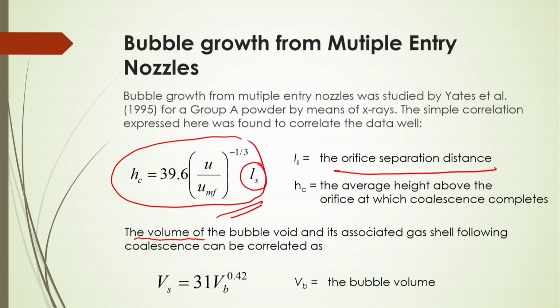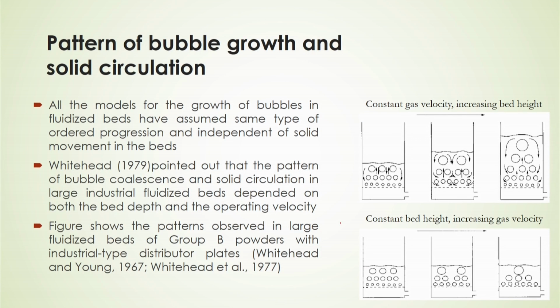In that case, the volume of the bubble void inside the bed will be equal to 31 times Vp to the power 0.42, where Vp is the bubble volume. So, from the multiple entry nozzles, the complete coalescence at a certain height can be calculated from this correlation. And then the pattern of bubble growth and solid circulation can be obtained from this phenomenon.